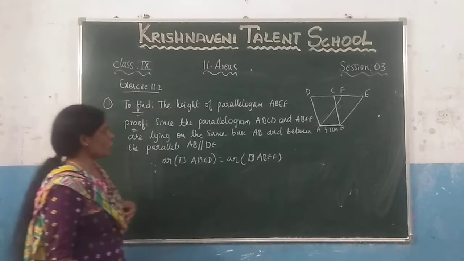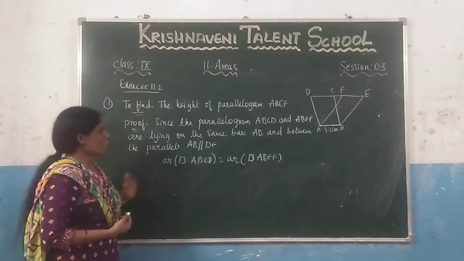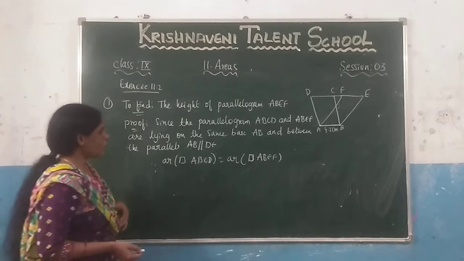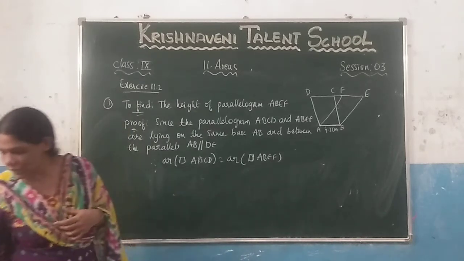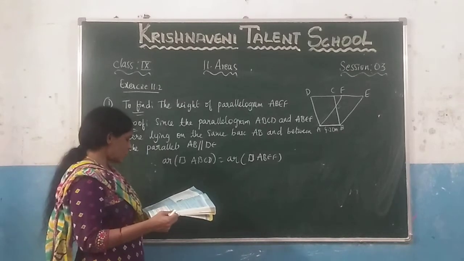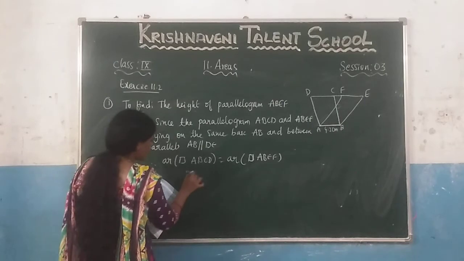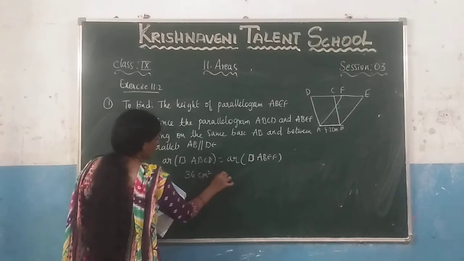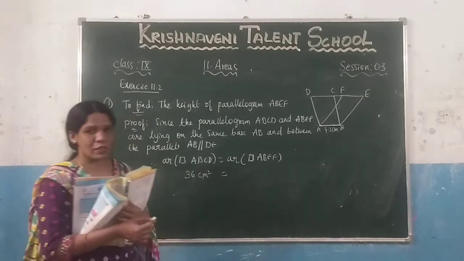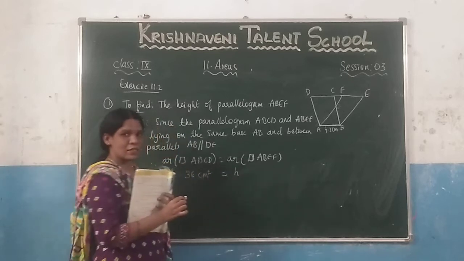Based on that, you need to find the height of the parallelogram ABEF. You know that the area of the parallelogram is nothing but base into height. But here in the question, they have given the area of the parallelogram. How much have they given? The area of the parallelogram ABCD is given as 36 cm square. So in place of this, you can write 36 cm square. You don't know the height of this parallelogram, let us consider it as h.